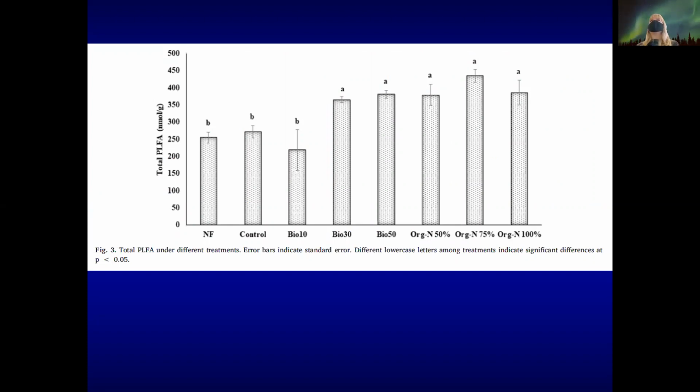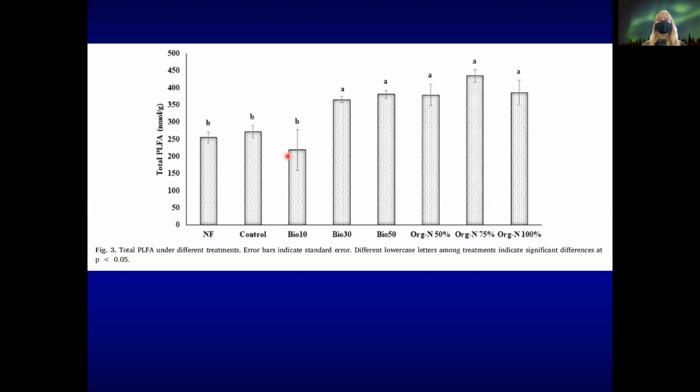And so you can see the bars aren't all the same across the treatment. So NF is no fertilizer, nothing was added into the ag field. Biochar at different amounts, and then organic nitrogen at different amounts. And you can see that the population levels of the microbes, by tracking the phospholipid fatty acid amount, you can see went up in the organic nitrogen and not so great in some of these others.